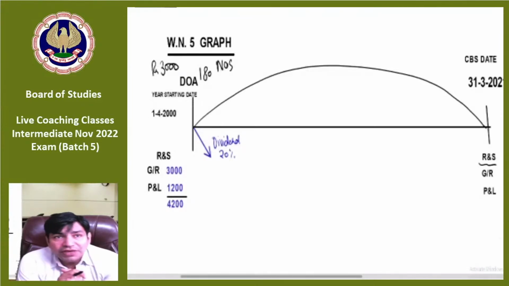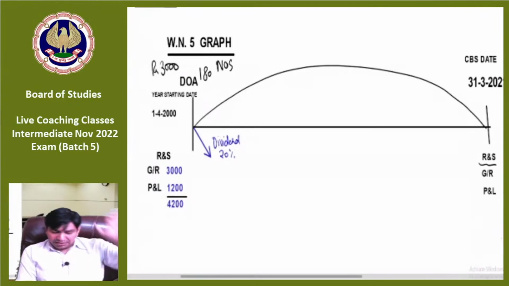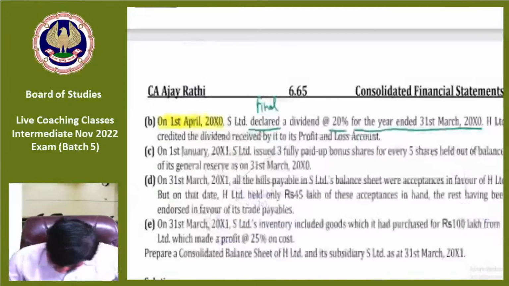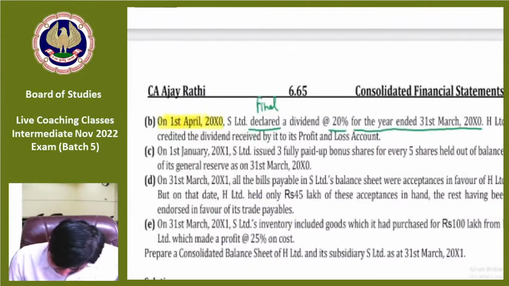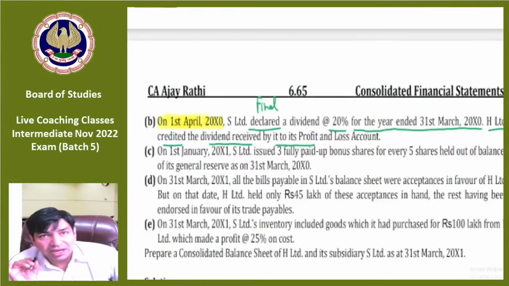Okay, beta. So we need the capital of this date because this is the final dividend, and the final dividend is calculated on the balance sheet date share capital. Okay, beta. So we need the share capital of this date also. Now see, H Limited credited the dividend received to its profit and loss account. You know, the H Limited accountant has made a mistake. Yeah, the same thing there.